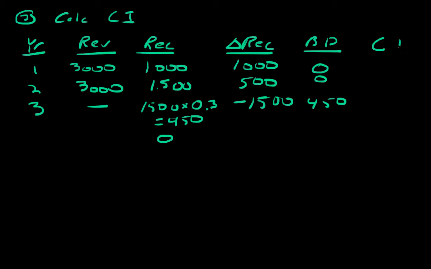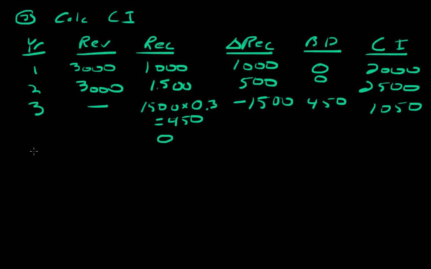So our cash in, I'm going to abbreviate that again, is calculated using the formula as above. Cash in equals revenue less bad debt less change in receivables. So 3,000 minus 0 minus 1,000, 2,000. Do a similar calculation for year 2, and then finally year 3.